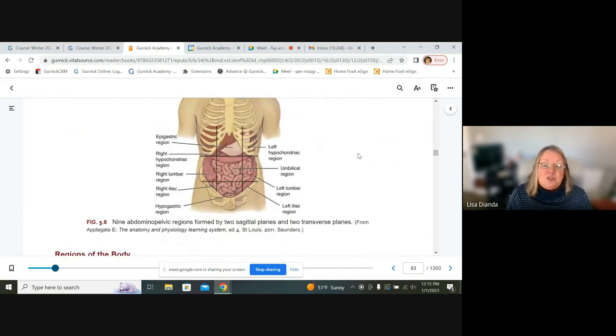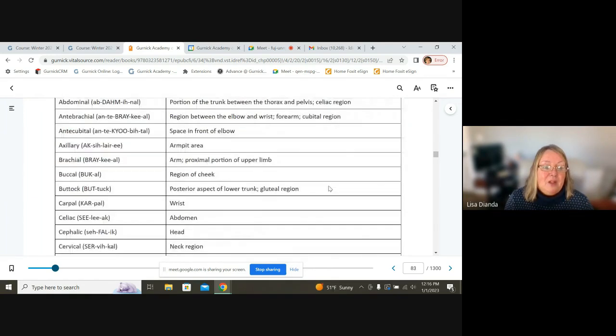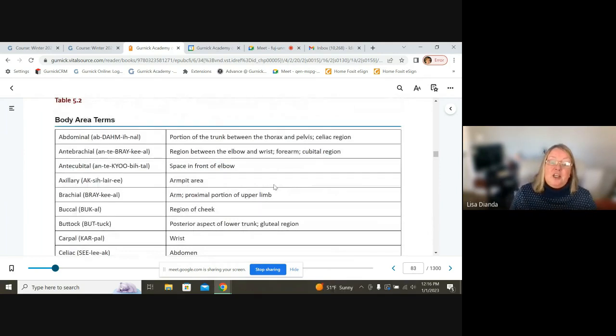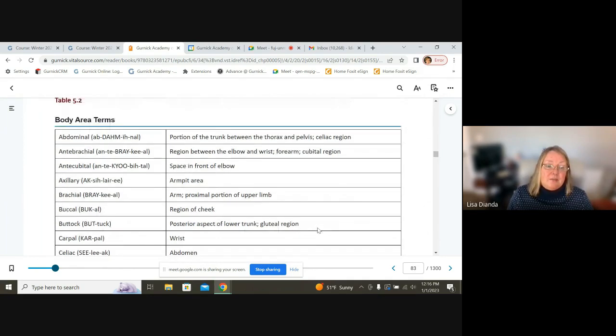Here are our regions, right? And you can see that they go all through this tic-tac-toe. My epigastric, then I have a right and left hypochondriac region, my umbilical region. There's a right and left lumbar, iliac, hypogastric, right? And there you go, regions of your body. Body area terms. Again, you need to spend your time, go through these in your book, pronounce each one of these, utilize the pronunciation aids.